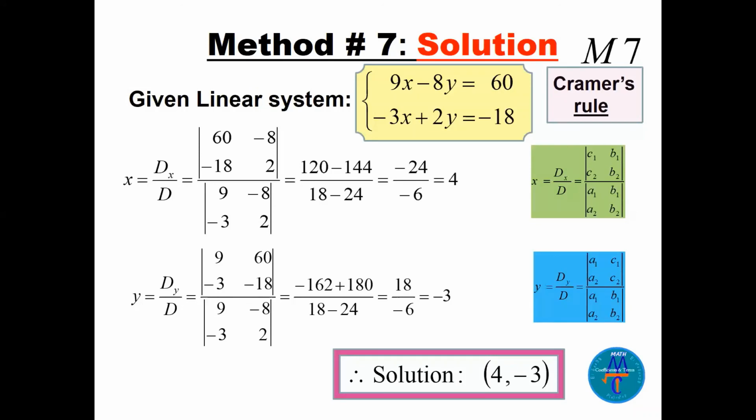Now, y is equal to Dy over D. I put C1, C2 in column 2. So 9 times minus 18 is minus 162. 60 times minus 3 is minus 180, so the difference is 18. 18 over minus 6 is minus 3. So we know the solution will be 4 and minus 3. Now check the 7 methods, please. Learn them and see which method you can use in any exam or any place you like to use math.